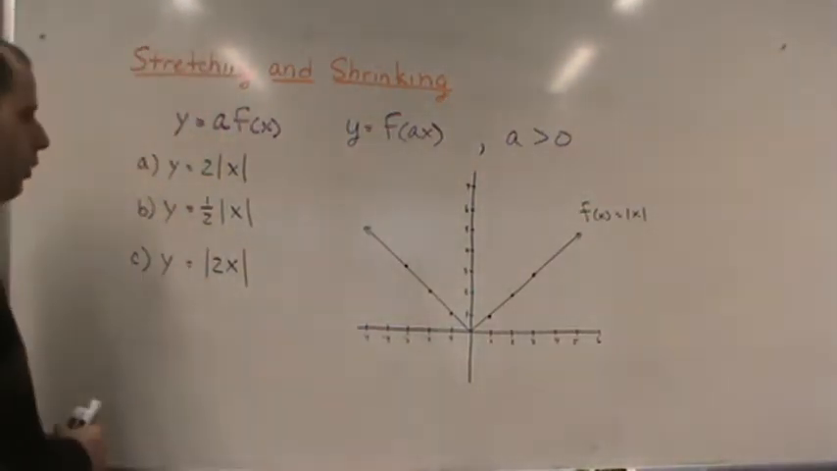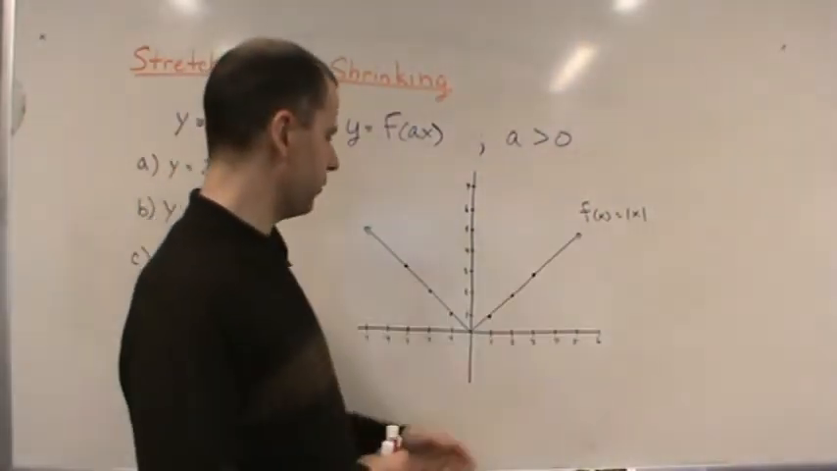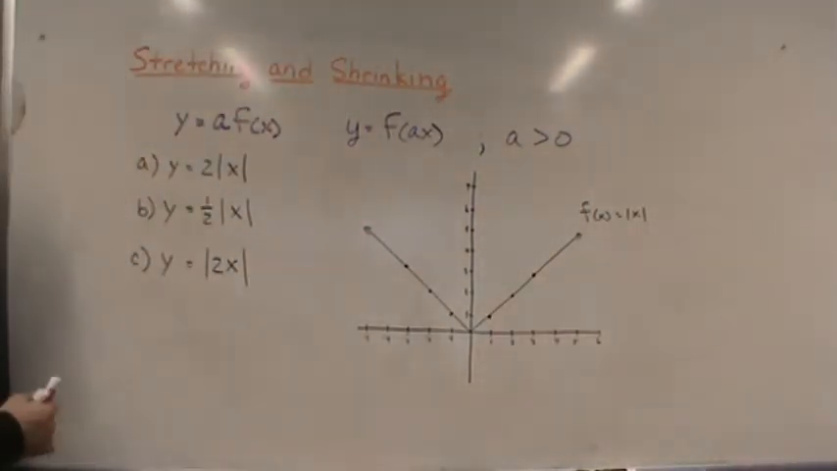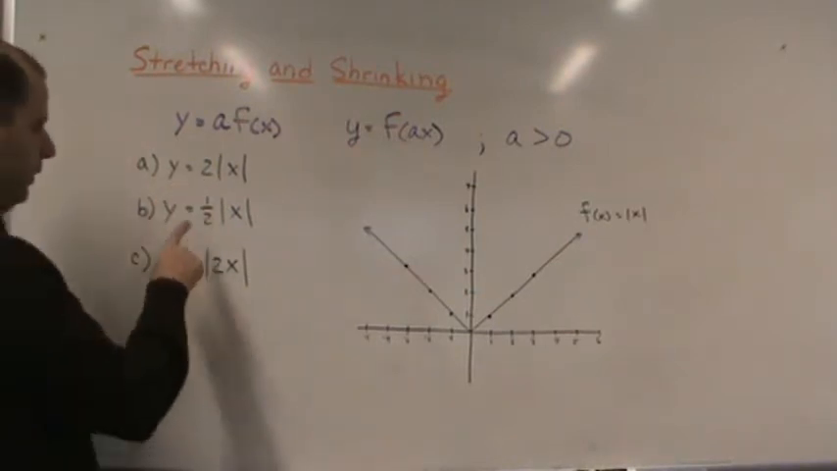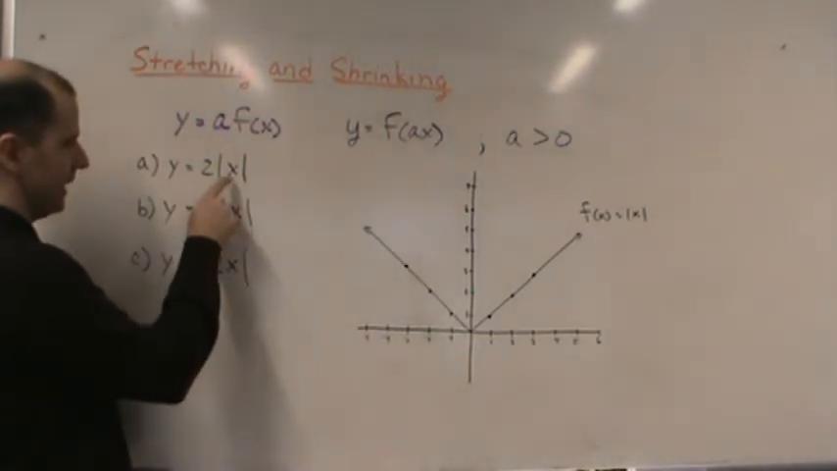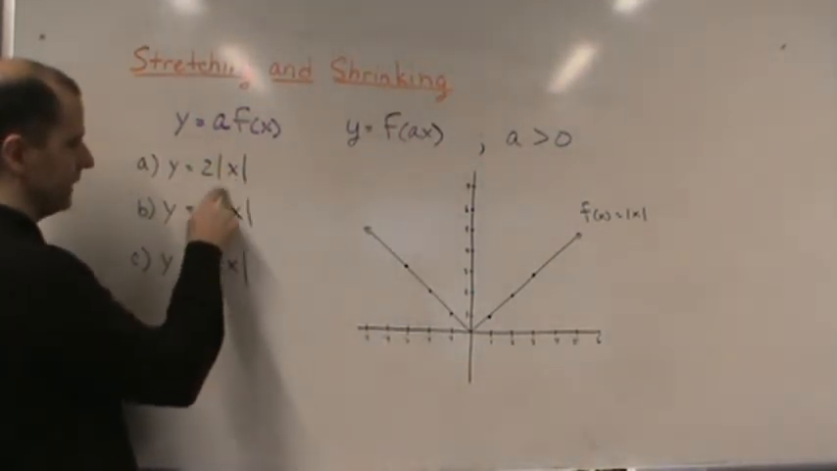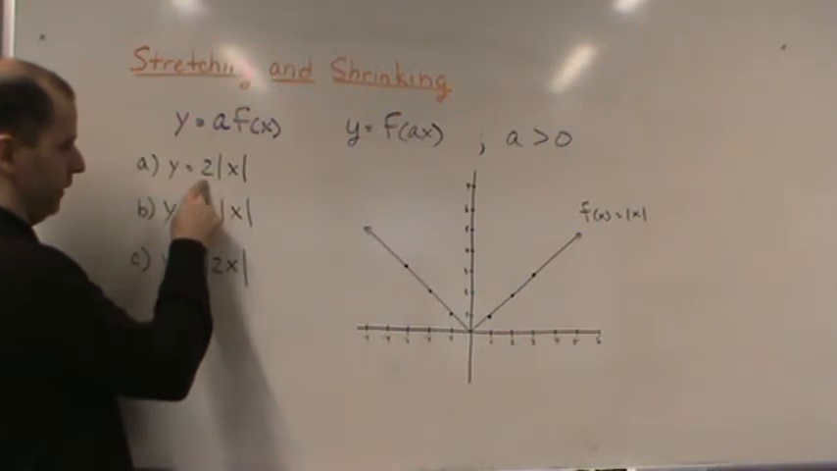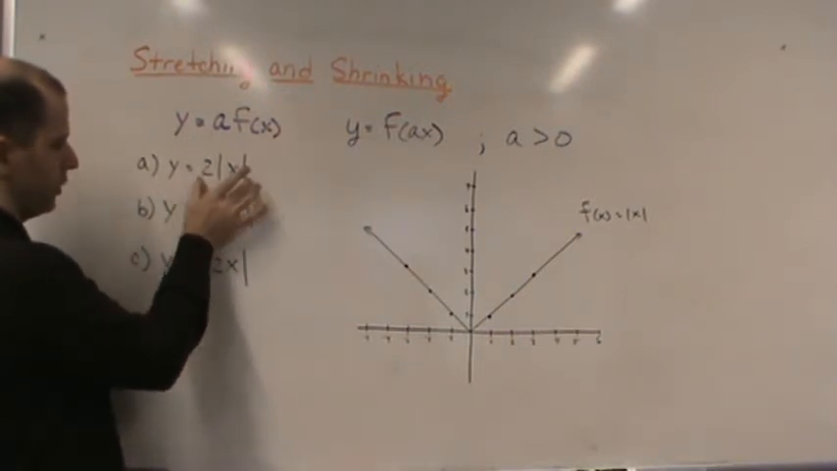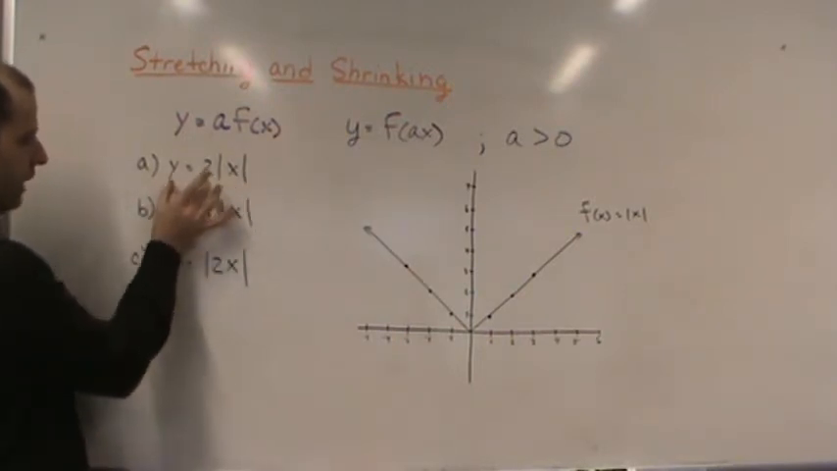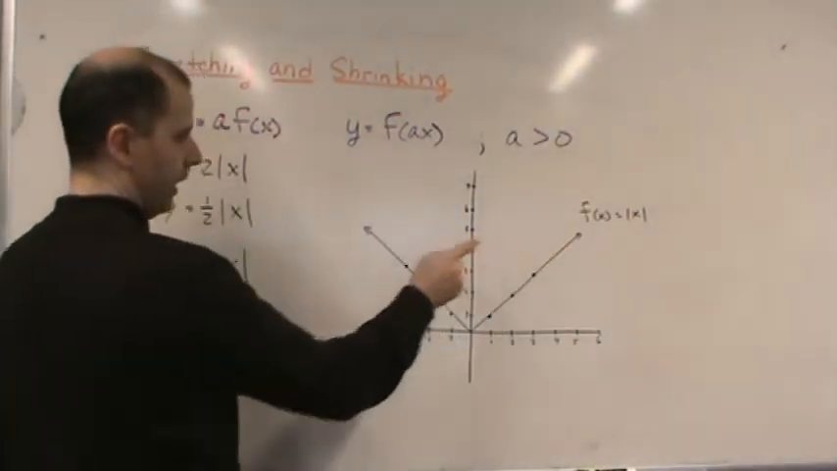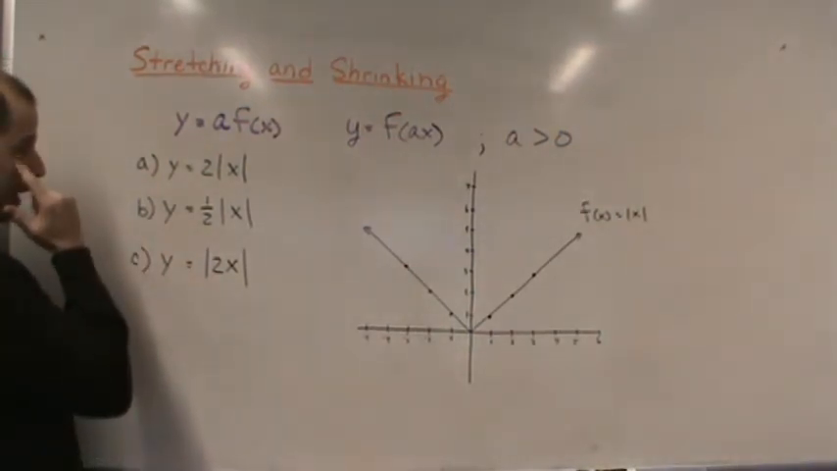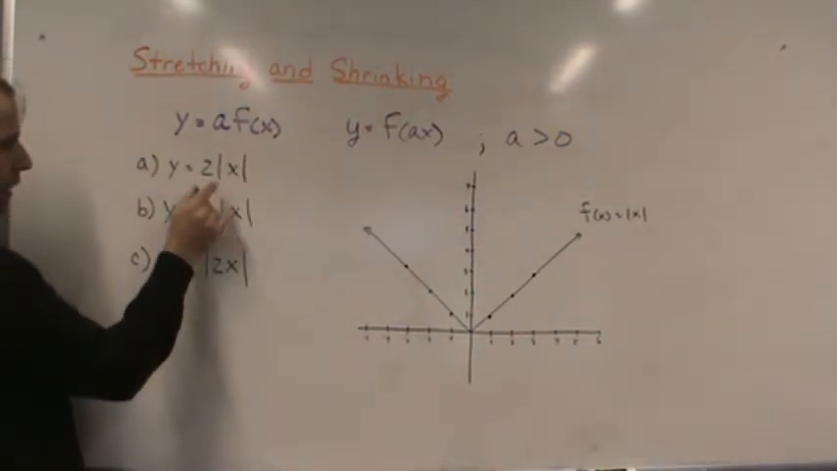Okay? So let's start with the basic function, and let's graph each one of these. I'm going to graph them in a different color. The first one I'm going to graph is this one. What is this doing? It's taking every value of x that's inside the function and doubling it. In other words, if it's outside the function, I'm taking each of the y values of the original function and doubling those y values. Let's see what this looks like.